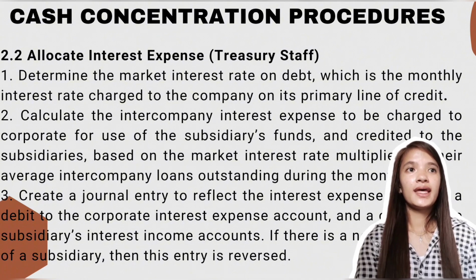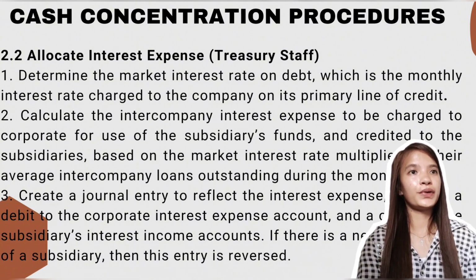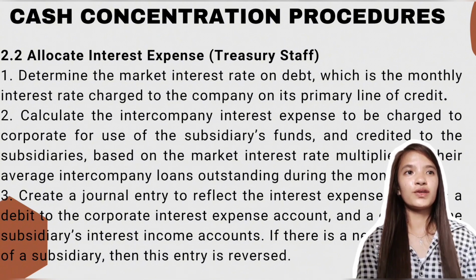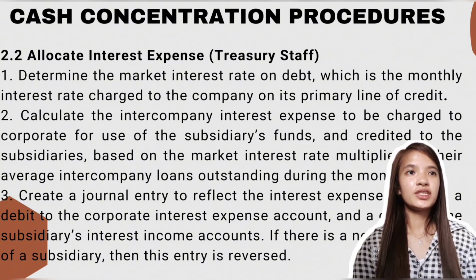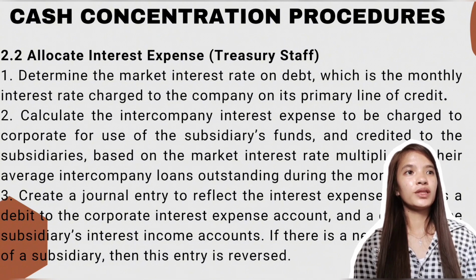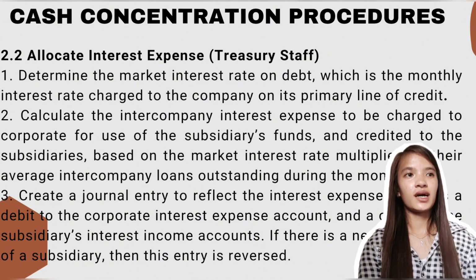Number 1, determine the market interest rate on debt, which is the monthly interest rate charged the company on its primary line of credit. Number 2, calculate the intercompany interest expense to be charged to corporate for use of subsidiaries' funds and credited to the subsidiaries, based on the market interest rate multiplied by their average intercompany loans outstanding during the month. Number 3, create a journal entry to reflect the interest expense, which is a debit to the corporate interest expense account and a credit to the subsidiaries' interest income accounts.